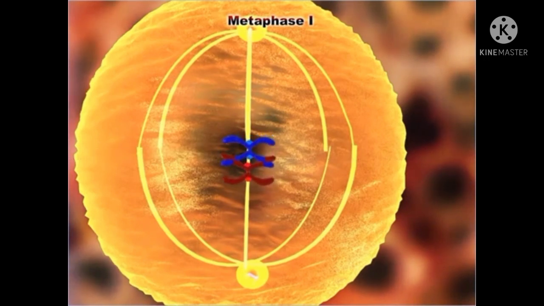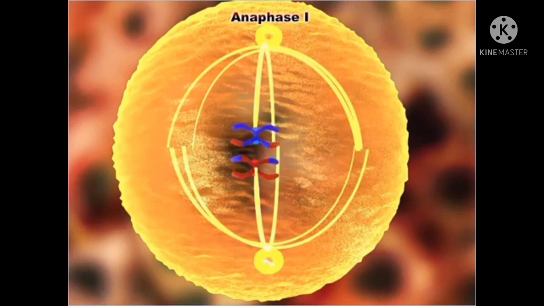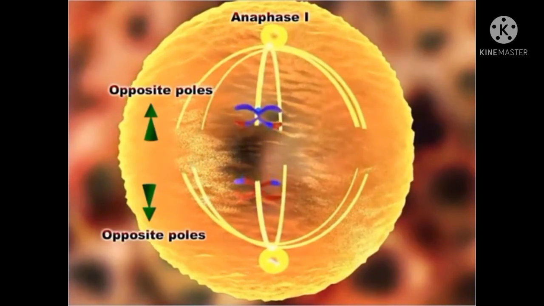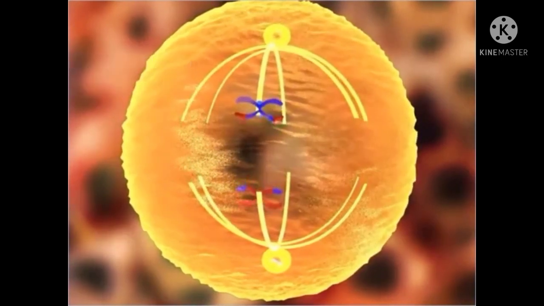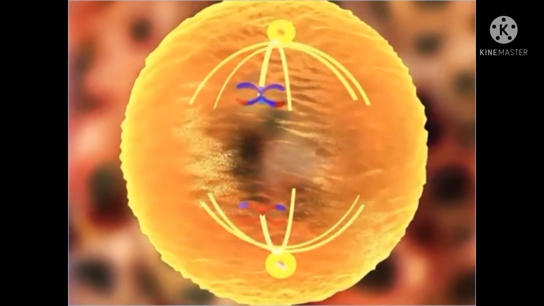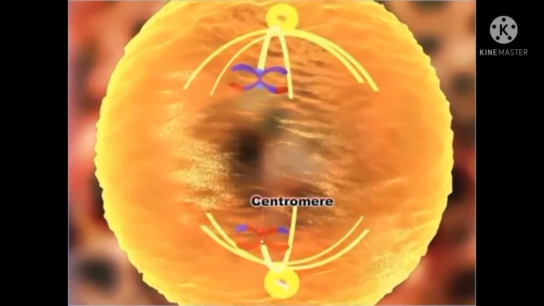Either of the parent homologues takes up any side of the spindle. Metaphase 1 is followed by anaphase 1. During anaphase 1, the homologous chromosomes separate and move to opposite poles with shortening of microtubules. The sister chromatids, on the contrary, remain attached at the centromere.